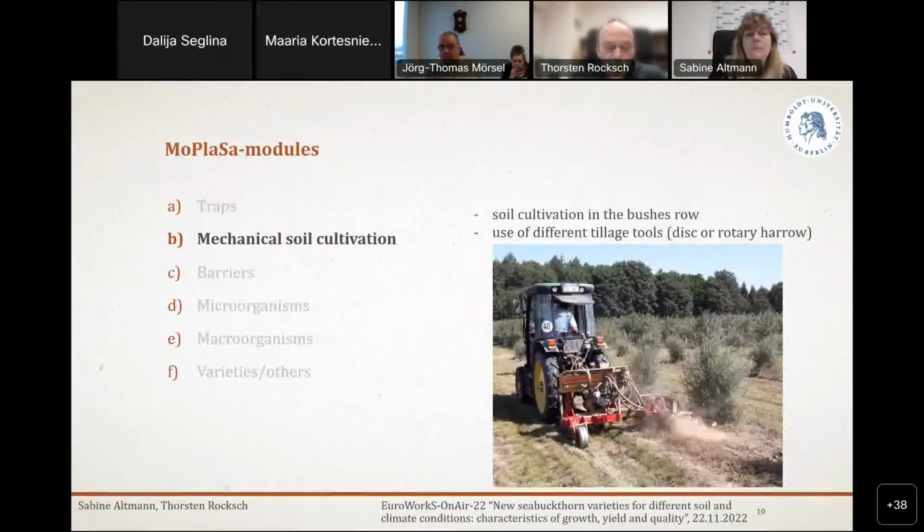The soil cultivation is carried out in the bushes row, as you can see here, and the aim is mechanical damage to the pupae in the soil. Different tillage tools such as disc or rotary harrows are tested.